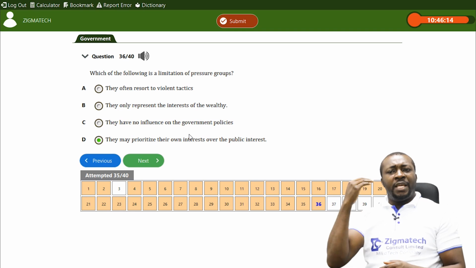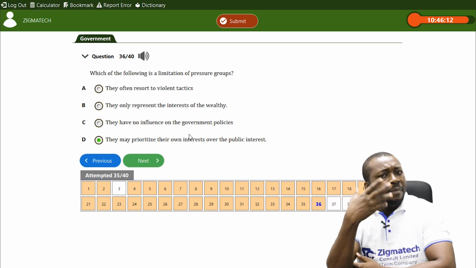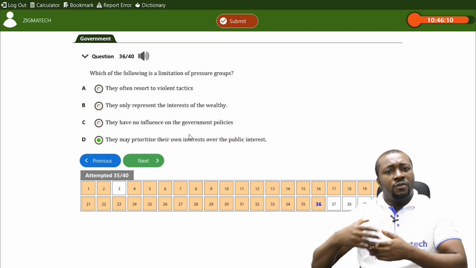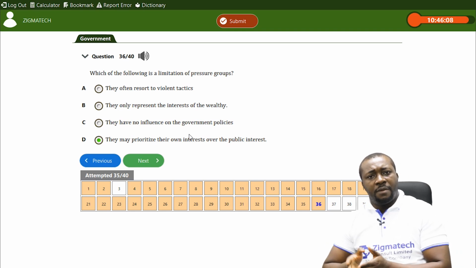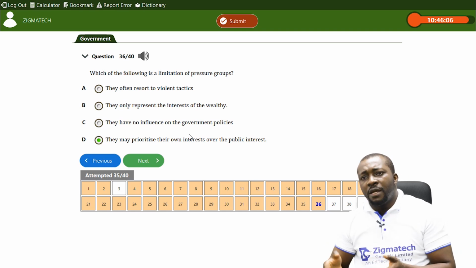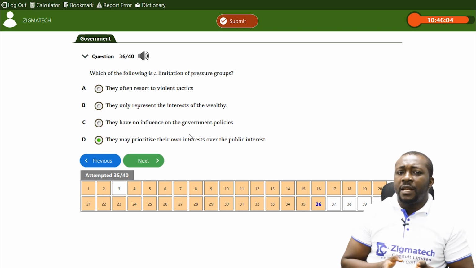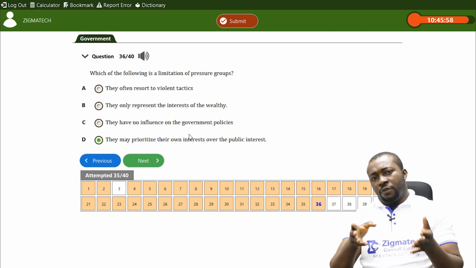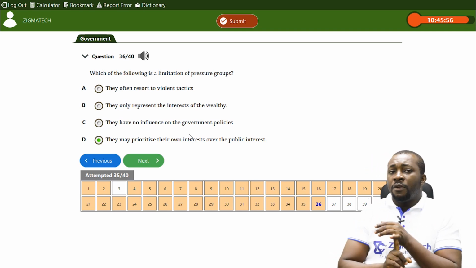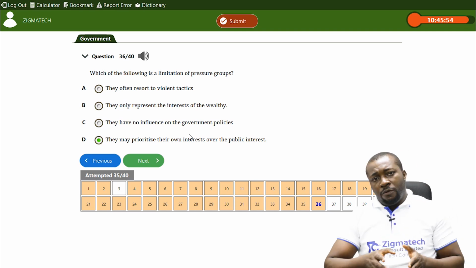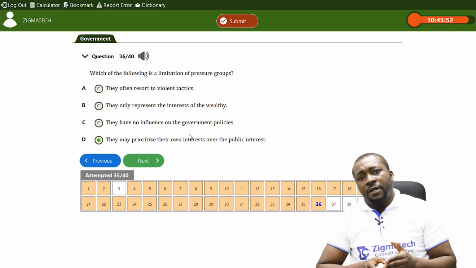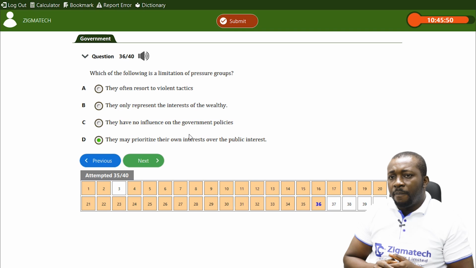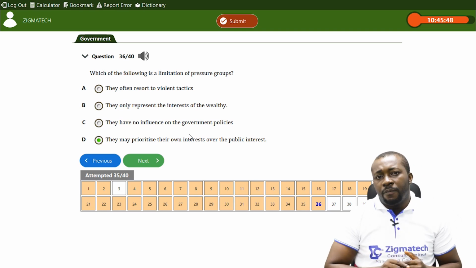Of course, they can prioritize their own interests over public interest. Example, ASUU goes on strike. Academic Staff Union of Universities goes on strike because maybe they want an increase in salary or better welfare for their members. They go on strike, let's say 3 months, 4 months. Students are not going to school. They lose one academic session. They won't graduate when they're supposed to graduate. Parents have children at home.